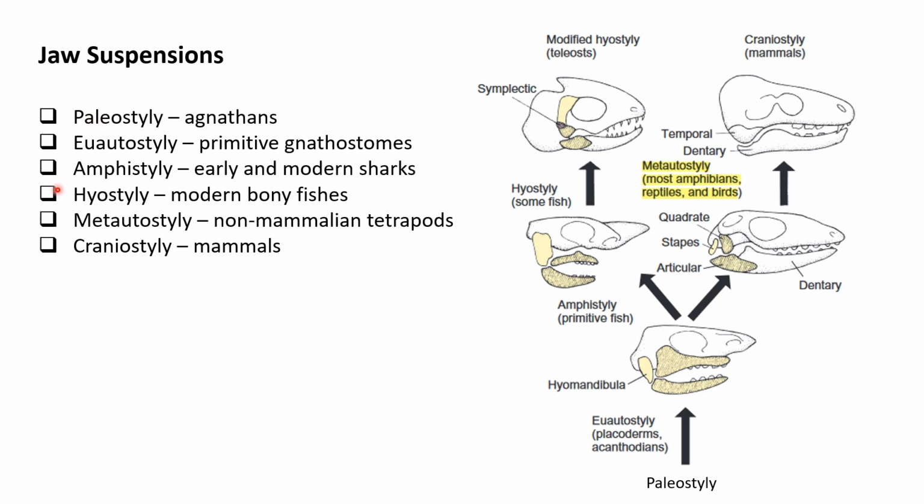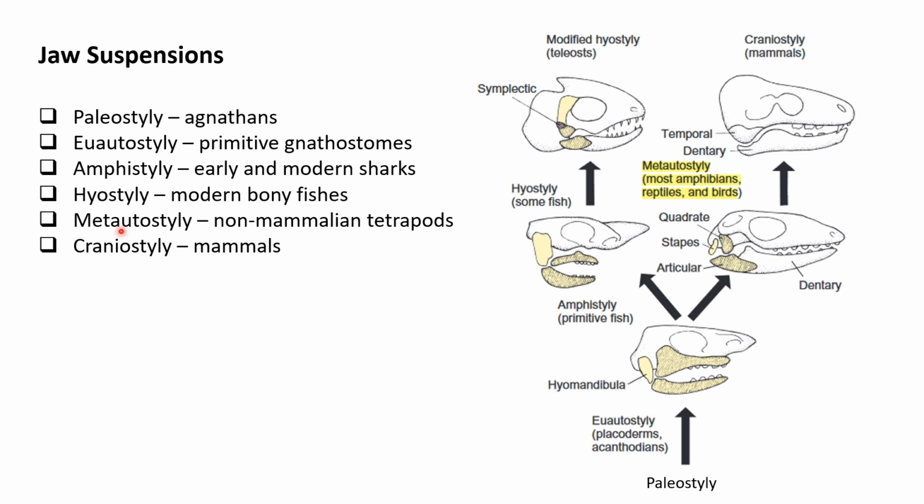Sharks exhibit what's called amphistyle, where the jaws are suspended at 2 points, one via the orbital process of the palatoquadrate and 2 via the hyoid arch. Bony fishes exhibit hyostyle, where the jaws are mainly suspended via the hyoid arch, specifically the hyomandibula.